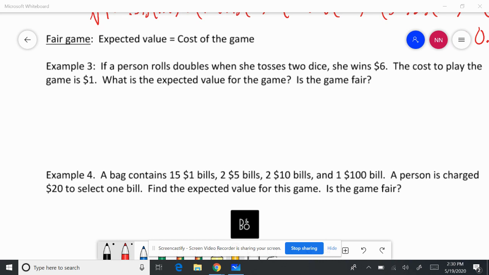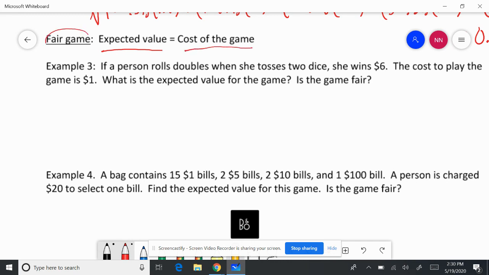We're going to continue with discrete random variables. What we're going to do is look at some word problems. We're going to look specifically at a definition, and that's the expected value. And remember, the expected value is the mean and the cost of the game.